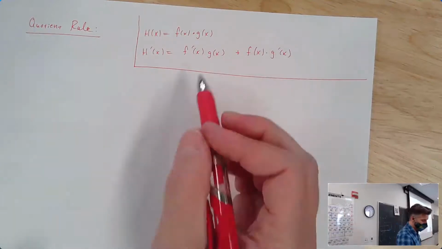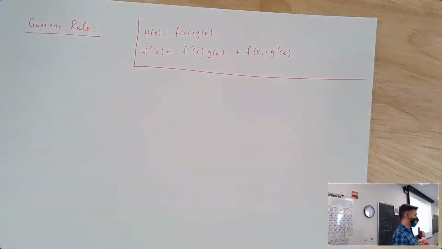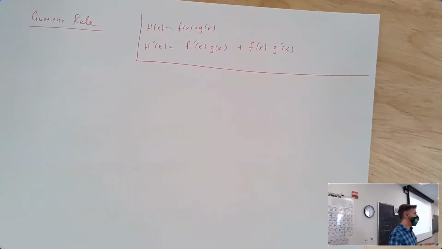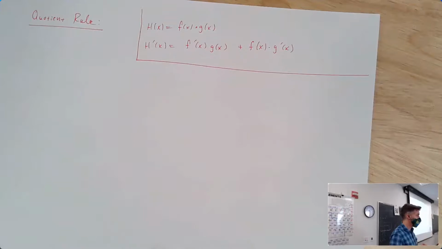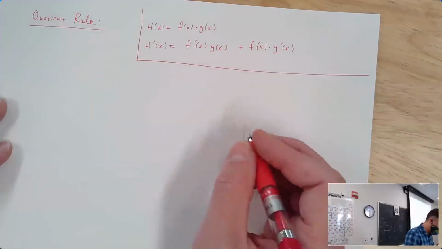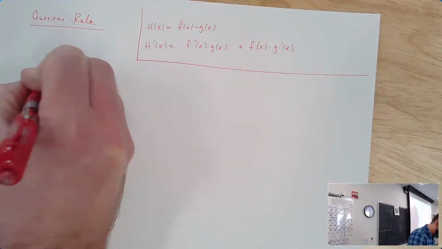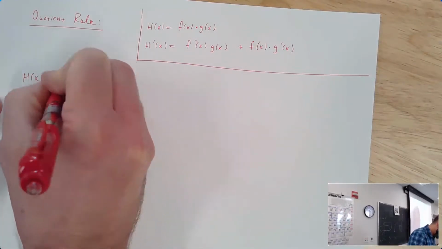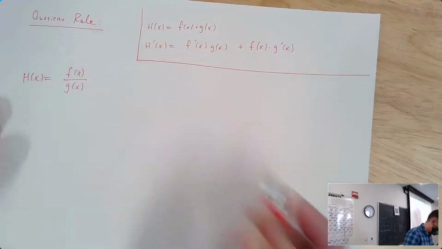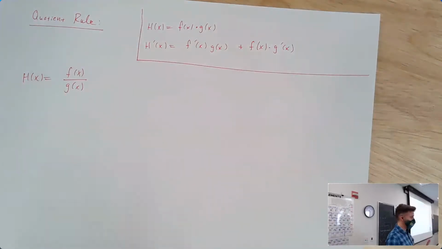But there's a nice reason to write it this way, in that if you write it this way, it looks very similar to the top piece of the quotient rule. So if I take the derivative of, let's say I've got h of x equal to f of x divided by g of x, I'm going to tell you what the answer is first, and then I'm going to tell you how we get there.